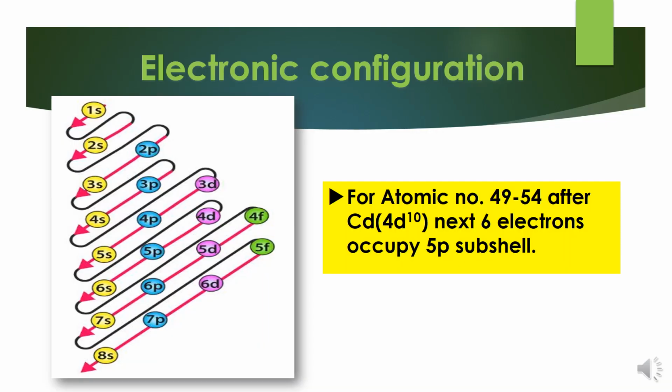So now after completing 4d10, the next electron of atomic number 49, where will it enter? Have a look at the Aufbau diagram. Can you guess now? Yes, now it will enter in the 5p subshell. So here we have these next 6 elements having atomic numbers 49 to 54.